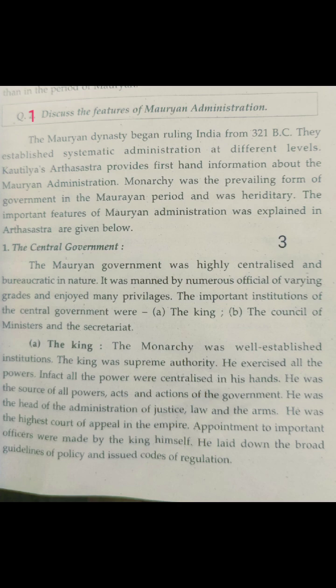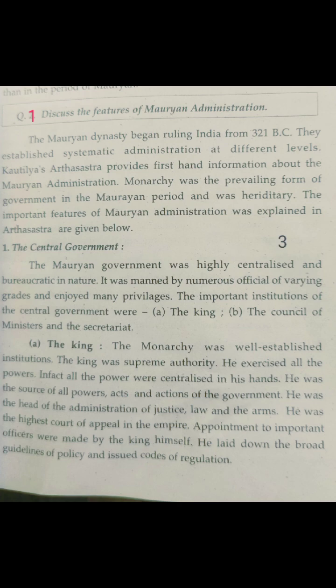Discuss the features of Mauryan administration. Answer: the Mauryan dynasty began ruling India from 321 BC. They established systematic administration at different levels. Kautilya's Arthashastra provided first-hand information about the Mauryan administration. Monarchy was the prevailing form of government in the Mauryan period and was hereditary. The important features of Mauryan administration as explained in Arthashastra are given below.